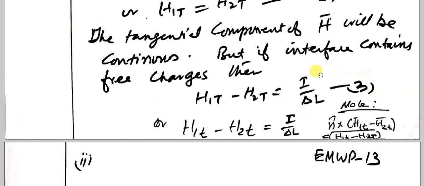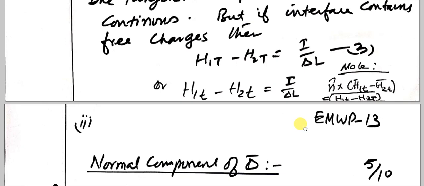then we can describe this h1t minus h2t as the unit vector n normal to the plane of these two, n cross h1t minus h2t, that will describe this side in the vector form. That will be equal to current density J. J will also be perpendicular to the surface direction, so that will be there.